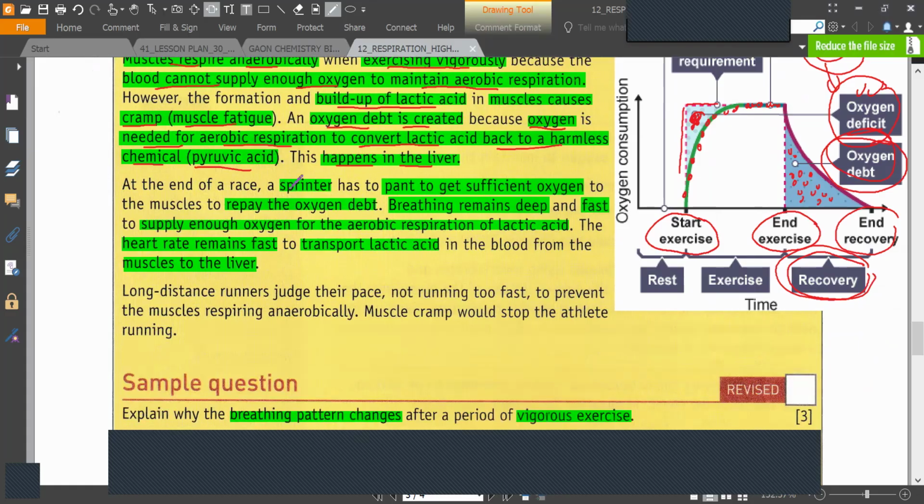Normally at the end of the race, when we end the exercise, the sprinters pant. Pant means they continue to breathe quickly to get sufficient oxygen to repay the oxygen debt. Breathing remains deep and fast to supply enough oxygen for the aerobic respiration of the lactic acid. The heart rate remains fast to transport lactic acid from the muscles to the liver. So that's the idea.